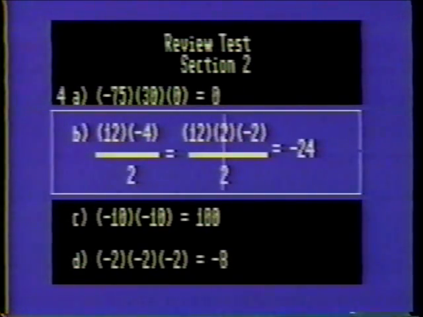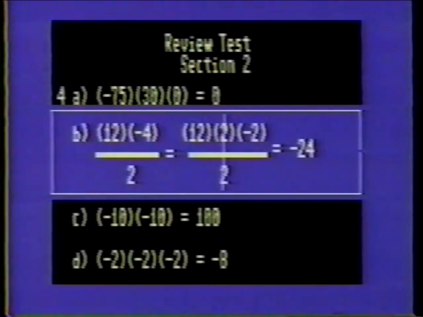Problem 4B. 12 times negative 4 divided by 2. Since problem 4B contains only one negative sign, the quotient or solution will be negative. First, let's simplify the problem. 2 times negative 2 is negative 4.